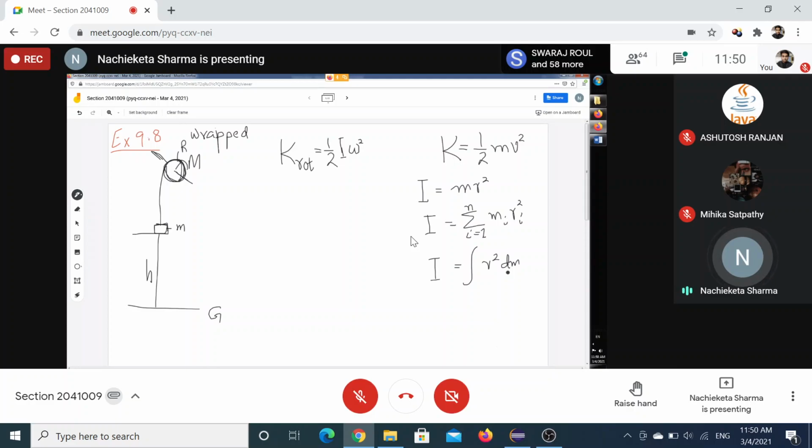Sir, if the mass is continuously distributed, then the equation will be I is equal to the integral of r square dm, right? Sir, then where is the mass like in the second equation? This I is equal to r square dm.